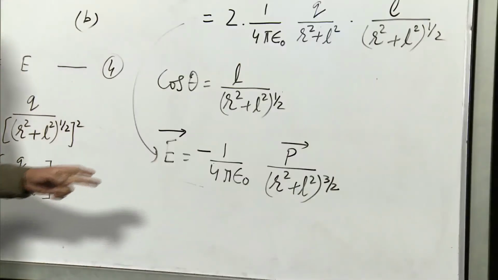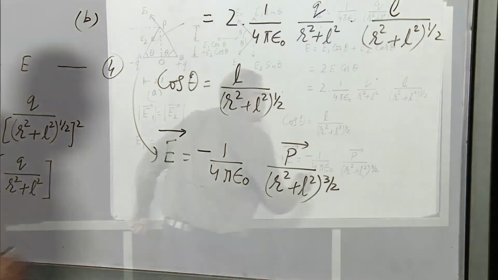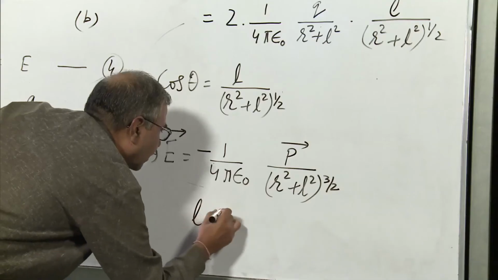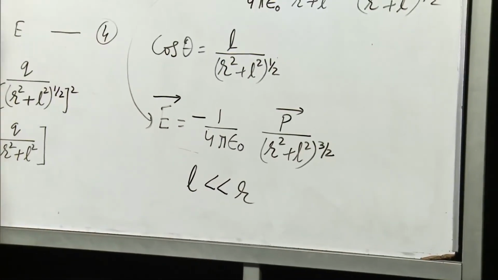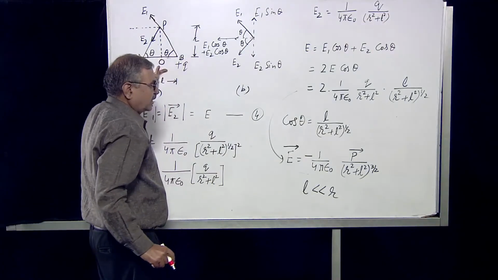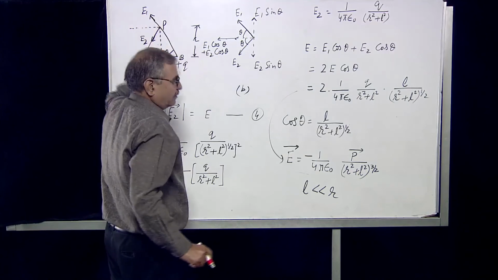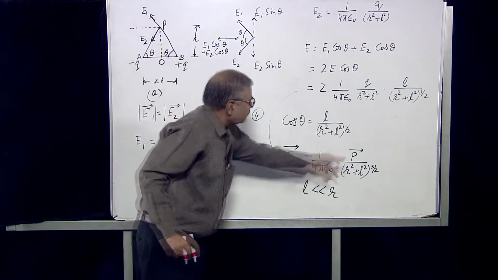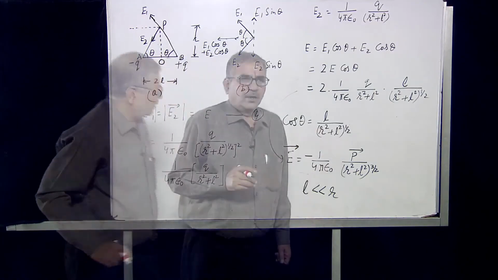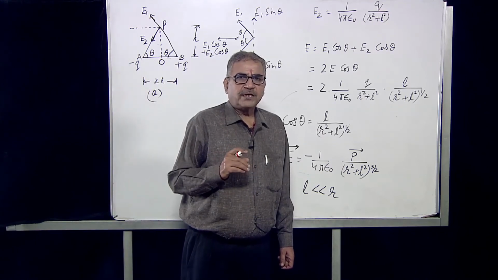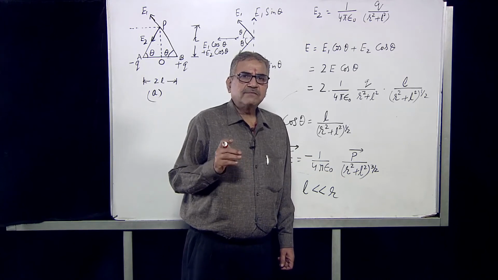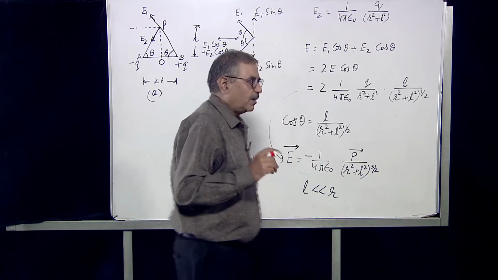Now, let us take the special case when L is very much less than r. We already know that the separation between the two charges is very small as compared to this distance r. So, what will happen to this equation? Now, let us find out the expression for the electric field when L is very small as compared to r.